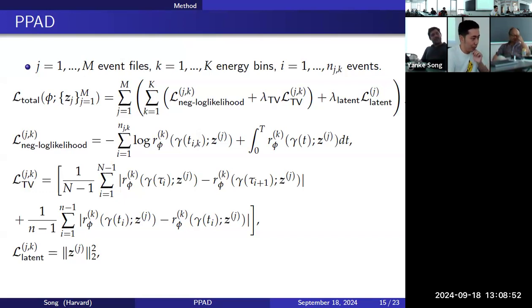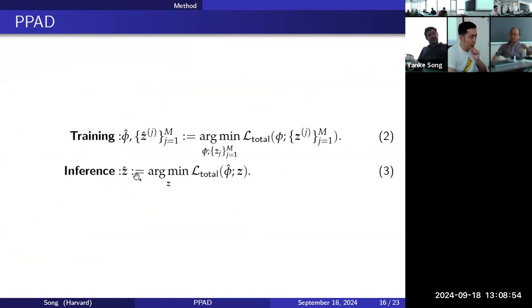That's the complete pipeline. Just to reiterate, at training, I'm fitting both the neural network weights phi and the training latents. And at test time, I'm fixing these neural network weights. I'm only fitting a new latent for the new event file that I'm interested in.